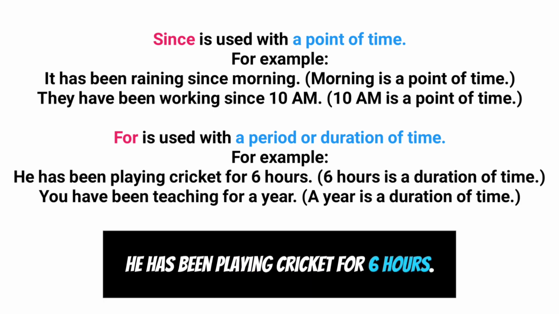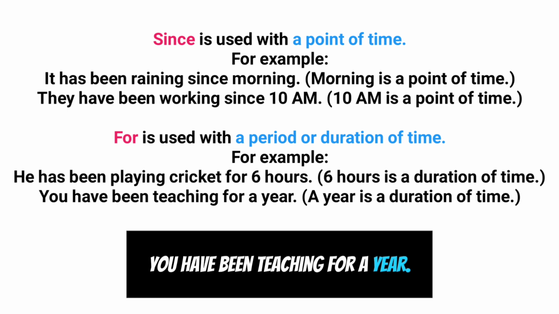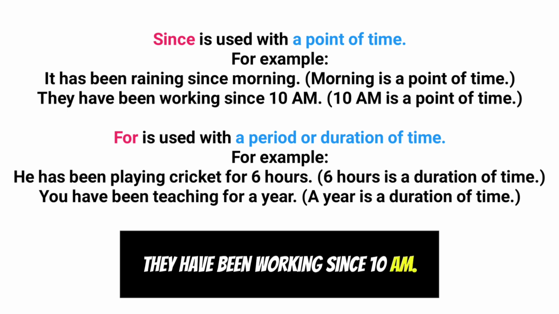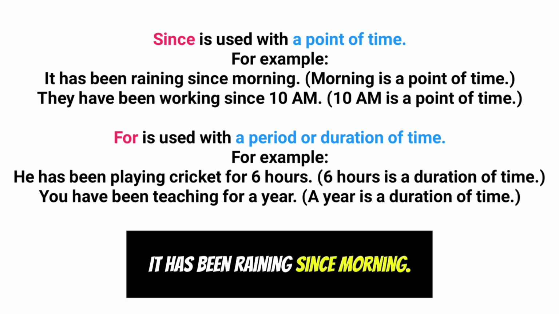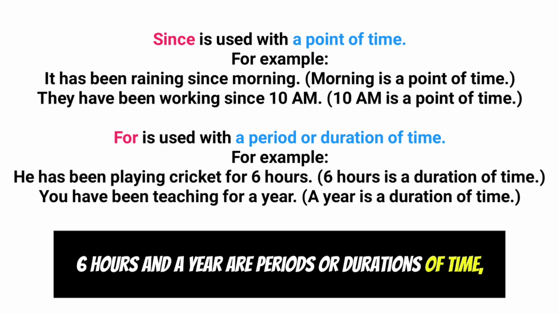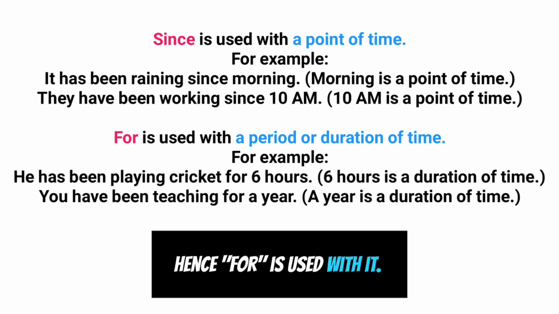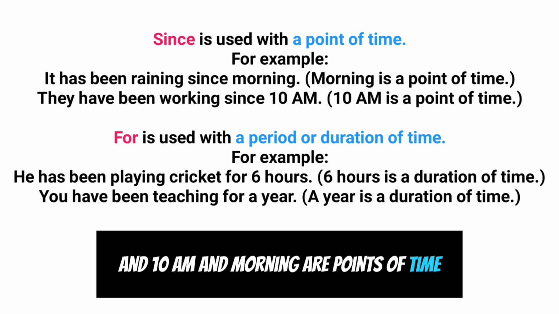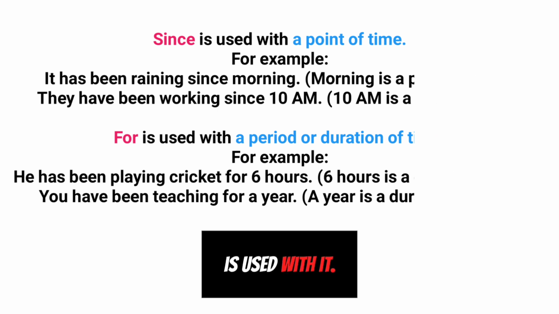For example, he has been playing cricket for 6 hours. You have been teaching for a year. They have been working since 10 a.m. It has been raining since morning. In these sentences, 6 hours and a year are periods or durations of time, hence, for is used with it. And 10 a.m. and morning are points of time, therefore, since is used with it.